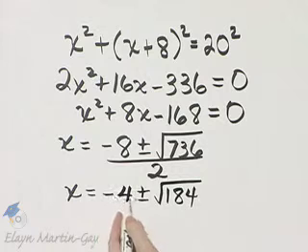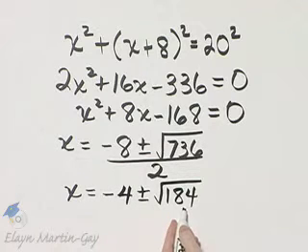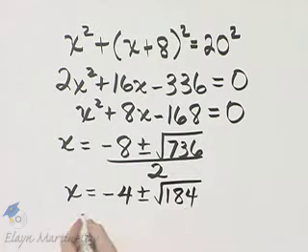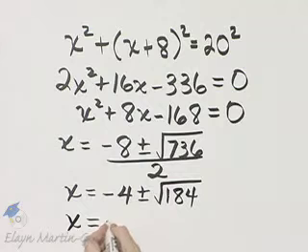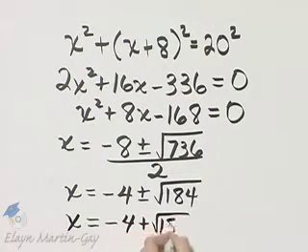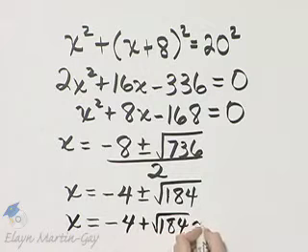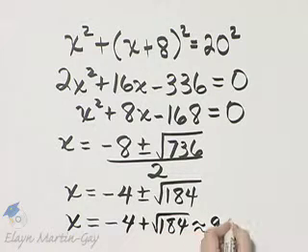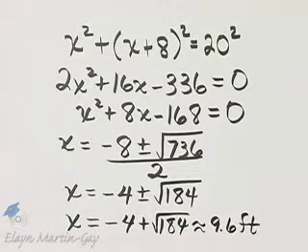Now, negative 4 minus the square root of 184 is a negative number, and remember, x represents the length of the leg, so we do not use that. We will look specifically at negative 4 plus the square root of 184, and that is approximately 9.6, and remember, we're in feet.